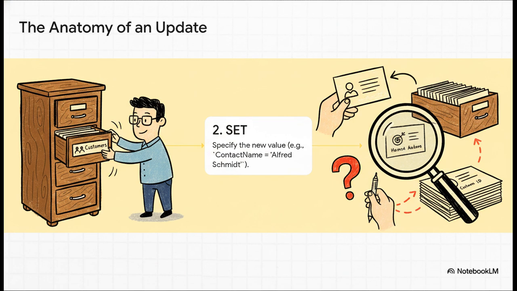This whole process really breaks down into three simple steps. First, you use update to tell the database, hey, look at this specific table, like the customers table. Second, you use set to give the new info, like change the contact name to Alfred Schmidt. And third, and this is the most important one, you use where to pinpoint the exact row you want to change. Trust me, that third step is the one that's going to save you from a major disaster. More on that in just a moment.